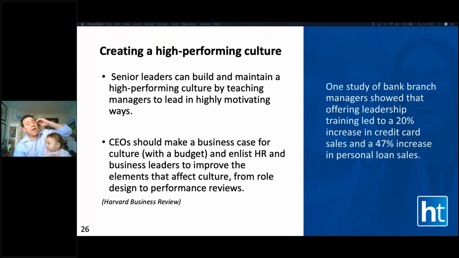One study of a bank branch manager showed that offering leadership training and measuring culture related to that training on their teams led to a 20% increase in credit card sales and a 47% increase in personal loan sales. Next, Charles.